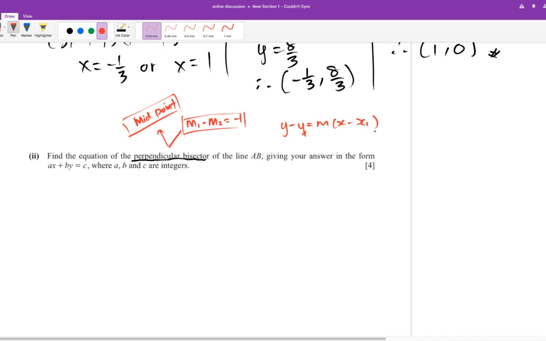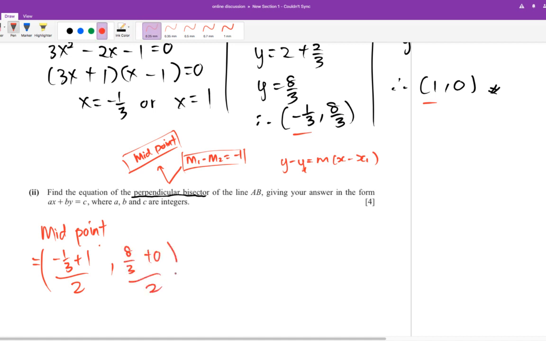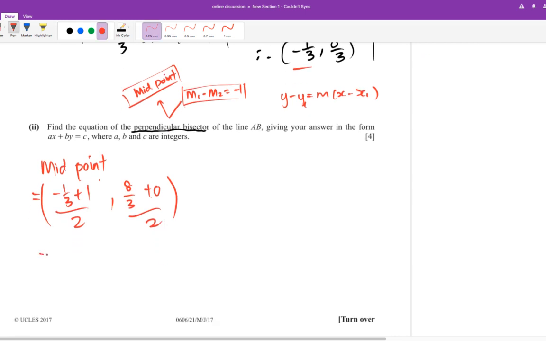Okay, so I will find the midpoint first. Basically I have two coordinates over here: x plus x divided by 2, negative 1 over 3 plus 1 over 2, comma, y plus y over 2, 8 over 3 plus 0 over 2. So you will get 2 over 6 and 8 over 6. Then of course you can simplify it, it becomes 1 over 3 and 4 over 3. Okay, this is your midpoint.